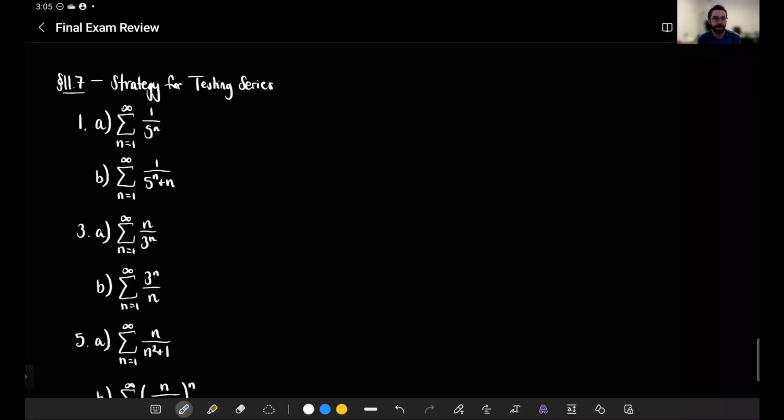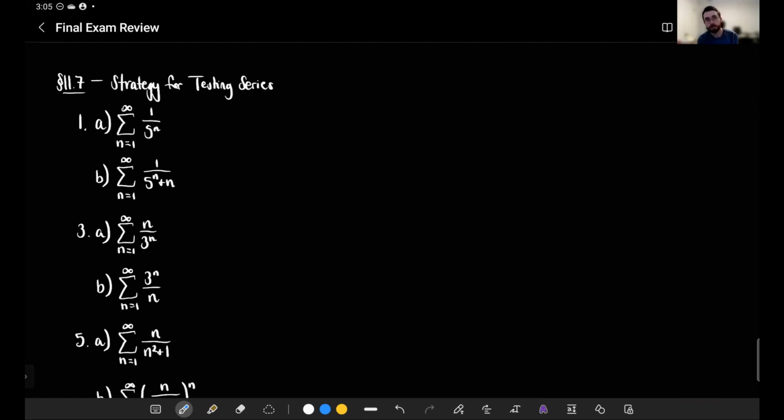Hi, everyone. I have in front of me pretty much all the problems, at least all the odd numbered problems from section 11.7 in the Stewart textbook. This is the section for testing series, and they don't give you any hints about which convergence test to use. We've seen a bunch, right? We started out with stuff like p-series, geometric series. Those tended to be not so bad.